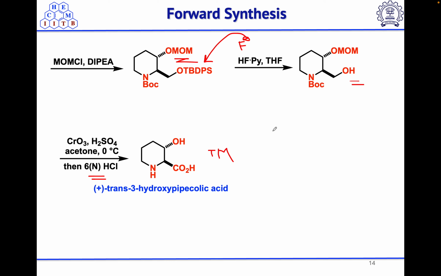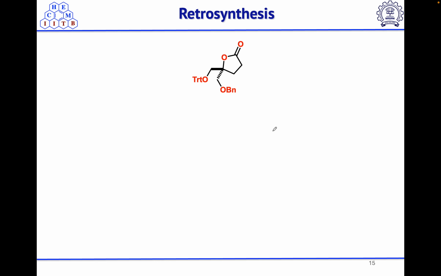So now coming to our next problem. The next problem is also interesting. So this is the molecule. If you see this molecule, it has this five-membered gamma lactone. Also this CH2OH, and both alcohols are protected with different protecting groups, trityl protection and OBn, benzyl protection. So how can we think about the retrosynthetic analysis?